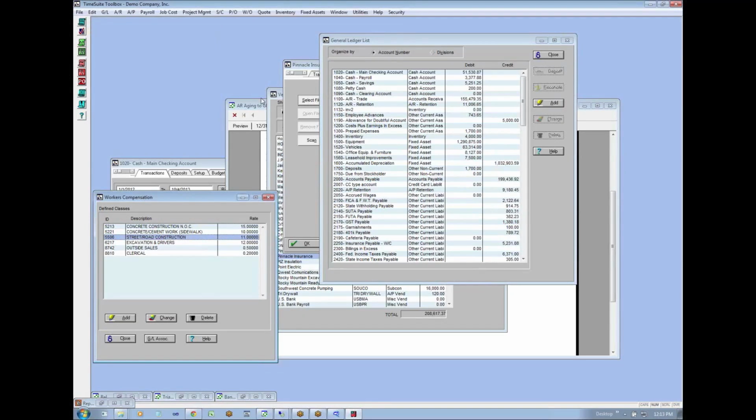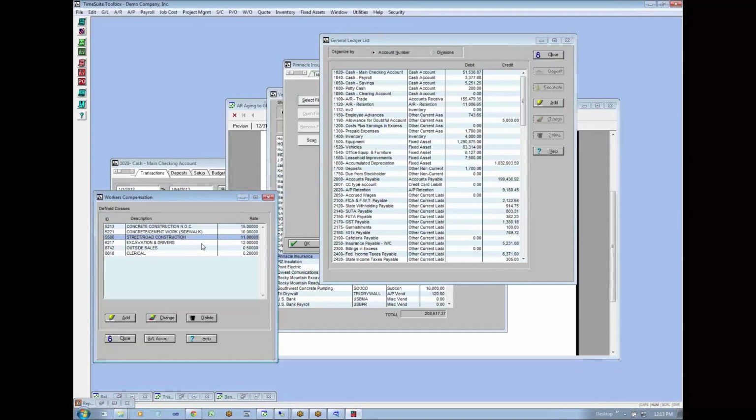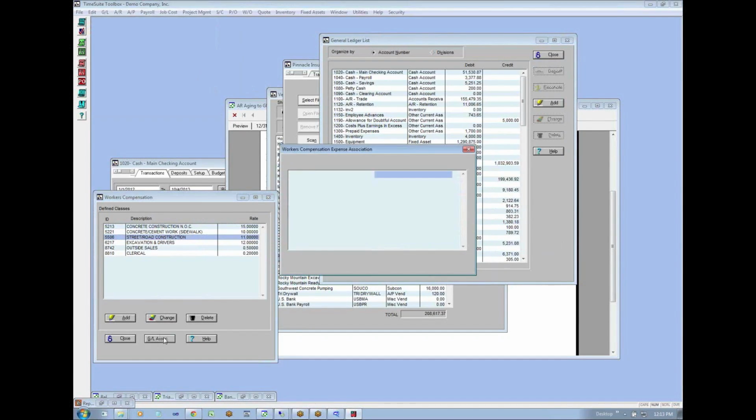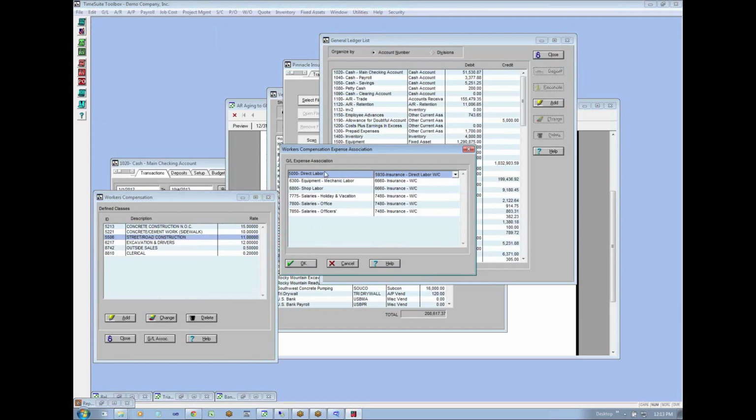So then you're going to calculate your effective rates for your workman's comp and put them in here. What the system is going to do is, every time a time card is generated or a paycheck is generated, for each row on the time card, it's going to figure out the expense, and it's going to debit your expense and credit your liability account. So here you put your expense accounts. So for every direct labor posting, it'll get posted in there.